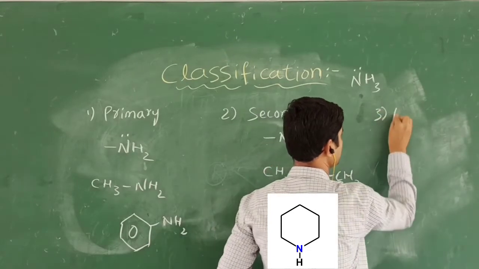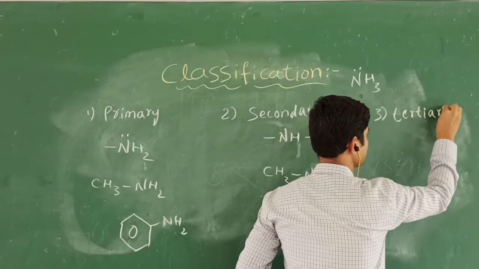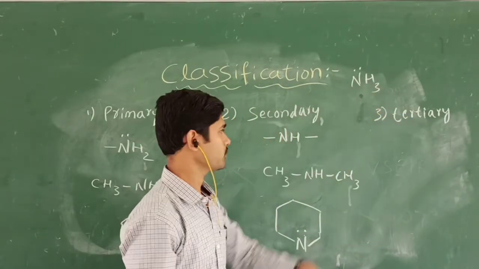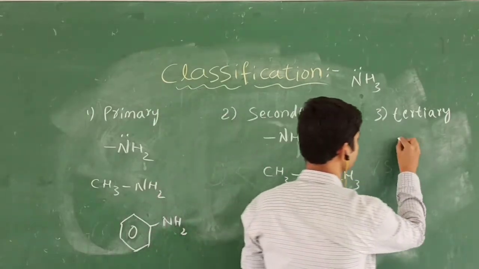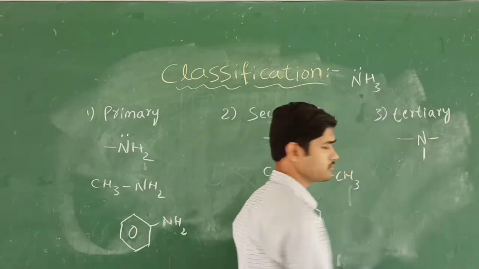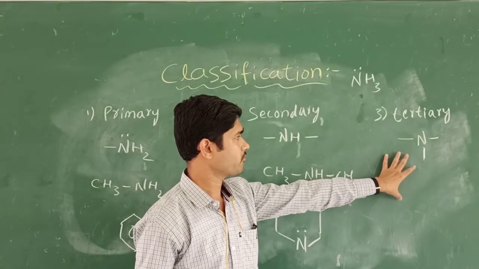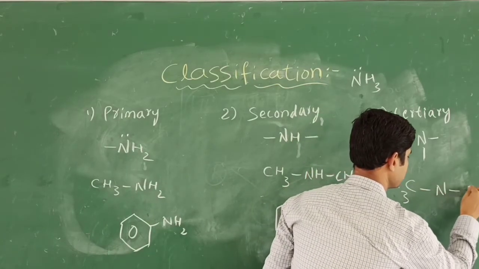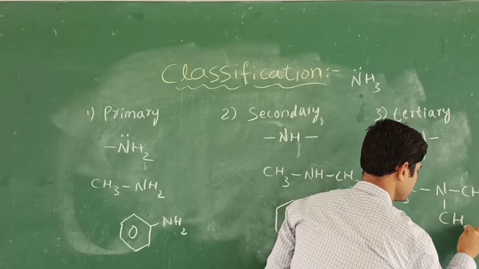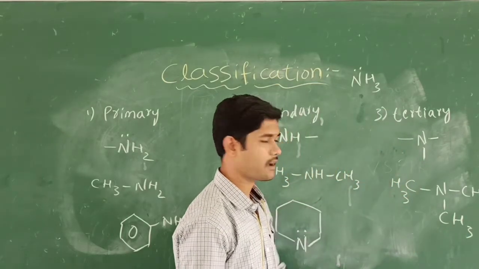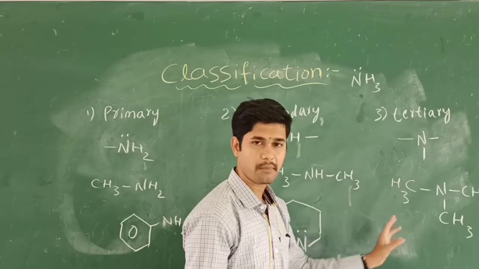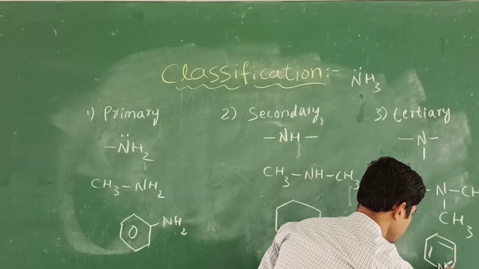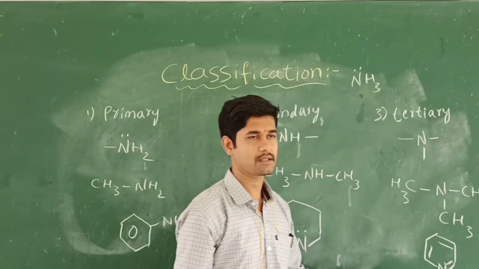Similarly, the last one is tertiary amines. Here all the hydrogen atoms of the ammonia molecule are replaced. I am going to give its functional group, which I am going to write like this. This is the functional group of tertiary amines. An example is trimethylamine. These are the alkyl tertiary amines. One more example for an aryl tertiary amine is pyridine. This is the example for tertiary amines.